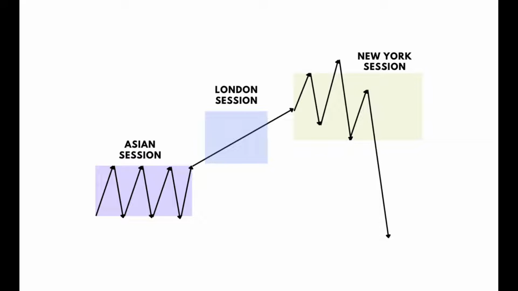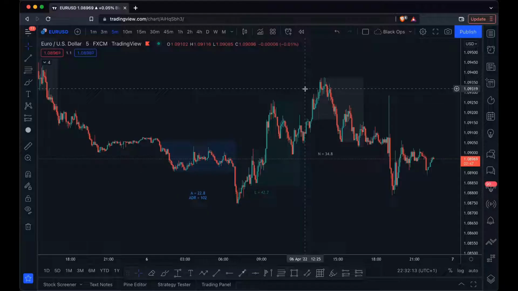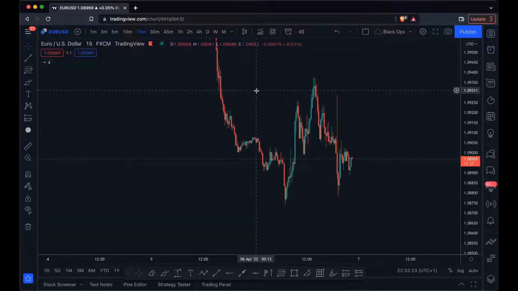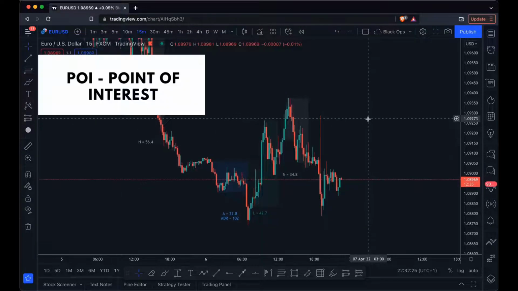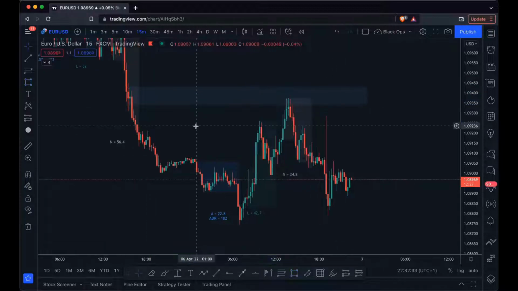The two factors that we tend to look for before understanding we have a possibility for a New York reversal are an Asian range and a London push. So when I came to the charts this morning, I noticed that we had an Asian range and a London push, and so I could expect a New York reversal. So what I did was I went on the charts and I marked out possible POIs where price could reverse from. And what I noticed was we had this POI over here. So I marked it out.